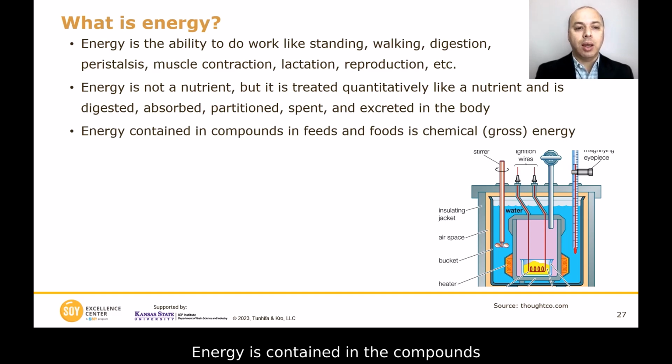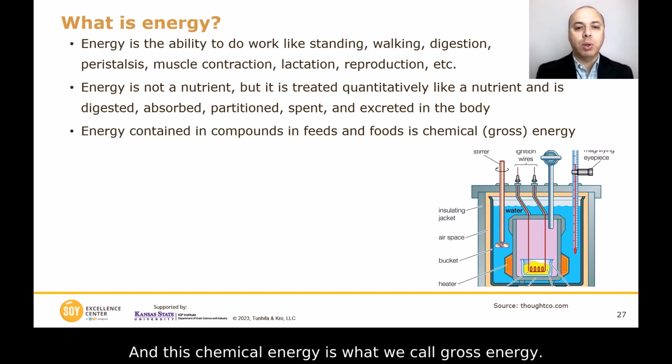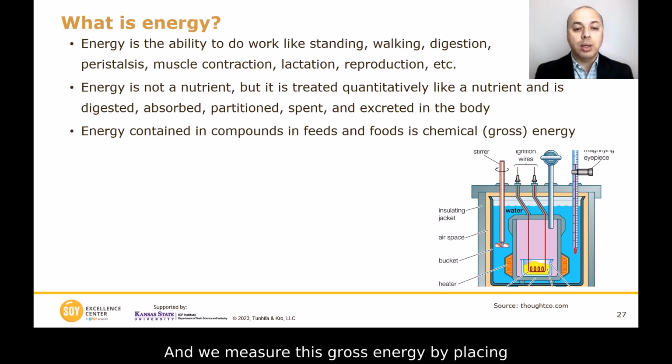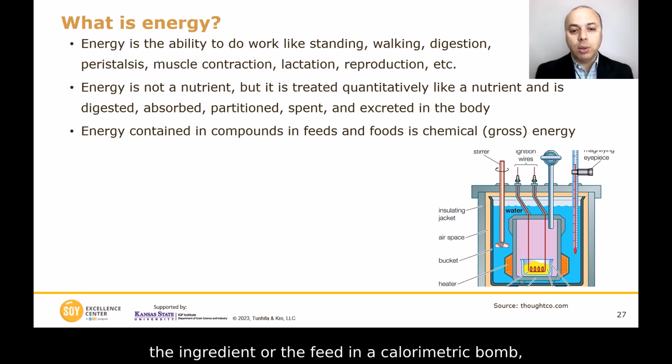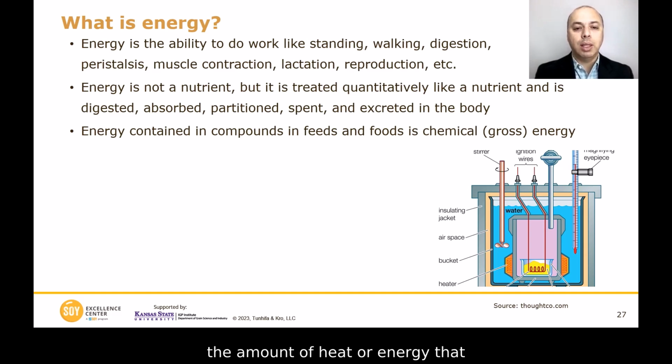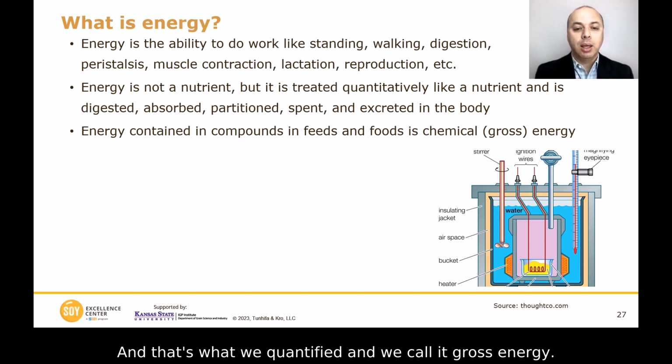Energy is contained in the compounds that we feed to animals in feeds or feedstuffs in the form of chemical energy. And this chemical energy is what we call gross energy. We measure this gross energy by placing the ingredient or the feed in a calorimetric bomb, and we burn it, and then we quantify the amount of heat or energy that is released during the burning process. That energy will be released as heat, and that's what we quantify, and we call it gross energy.